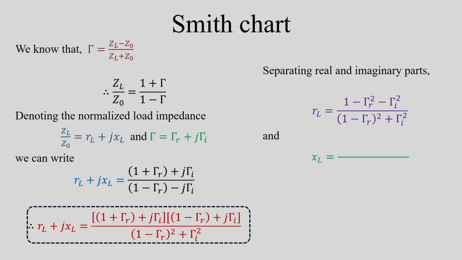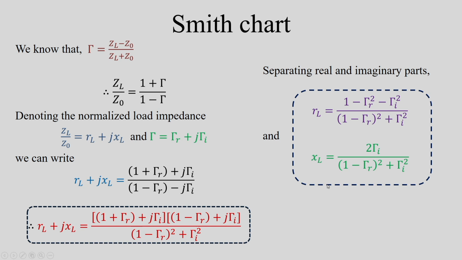normalized resistance RL is equal to 1 minus gamma R square minus gamma I square divided by 1 minus gamma R square plus gamma I square, and similarly XL is 2 gamma I divided by 1 minus gamma R square plus gamma I square. Now, these two equations are very important in developing the Smith chart.